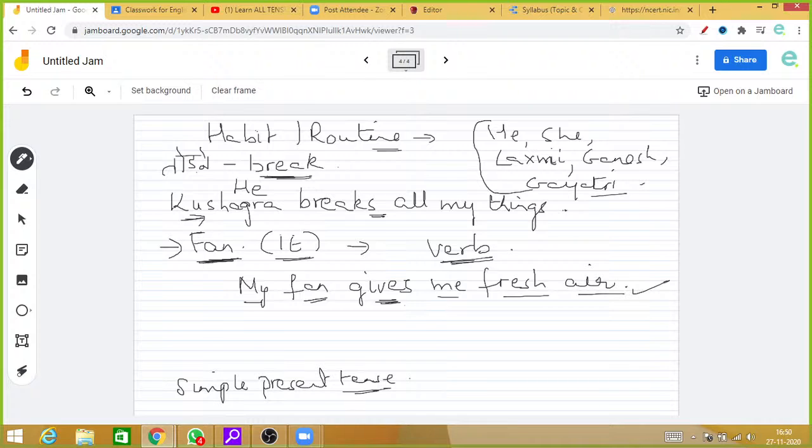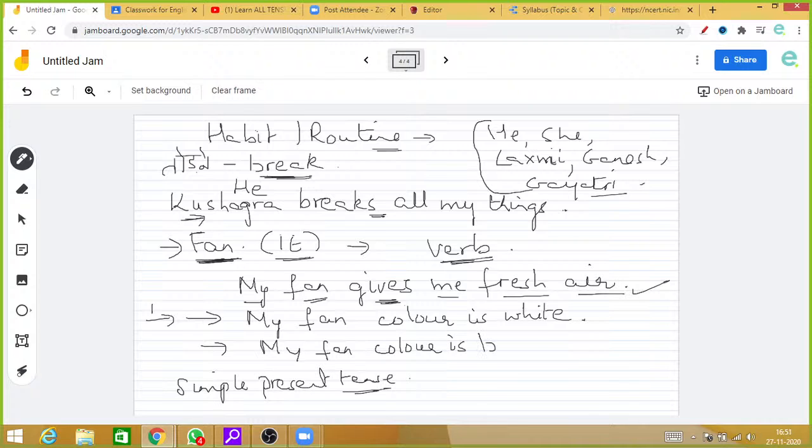Now Vaishnavi, you also try. Can you make a sentence with a fan? Ma'am, can I make one more sentence on fan? Sure. My fan color is white. I'm just helping you. If you want to make any other sentence on any other thing, you can. Now in this sentence you are giving a fact, we will come back to this sentence. Vaishnavi, what are you saying? My fan color is brown and golden.